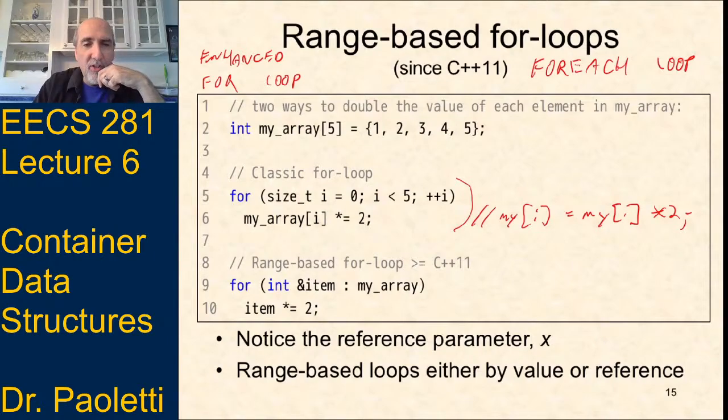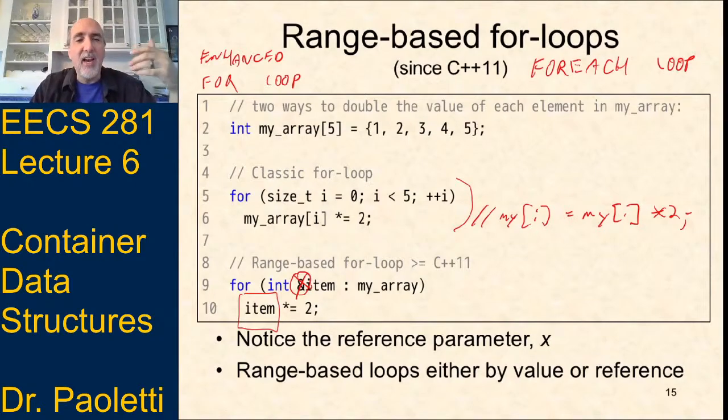Now, in the second version, in the range-based for loop, I did something you might not have seen before. In the second version, I made a reference. And I made a reference because I want to double the original array. If I get rid of the ampersand here, I make a copy of 1, and then I double it, and it becomes 2. The copy becomes 2, but the original stays 1. So if I get rid of the ampersand, the array doesn't change. But with the reference in that line, now the values in the array actually get doubled.